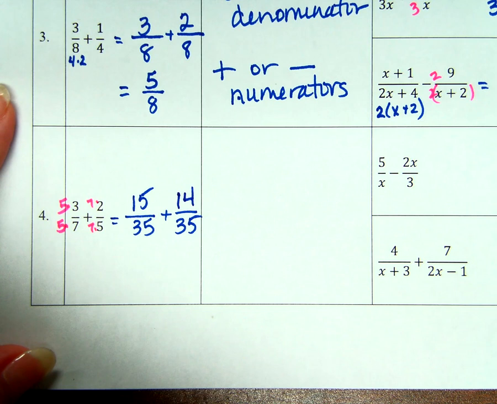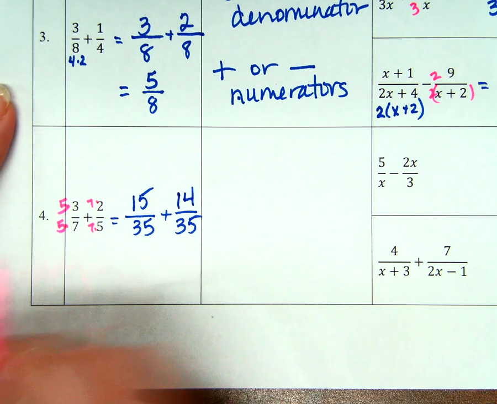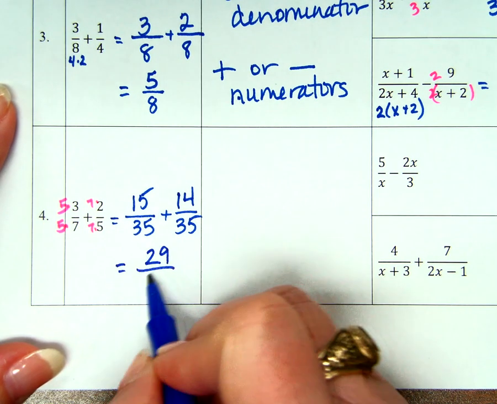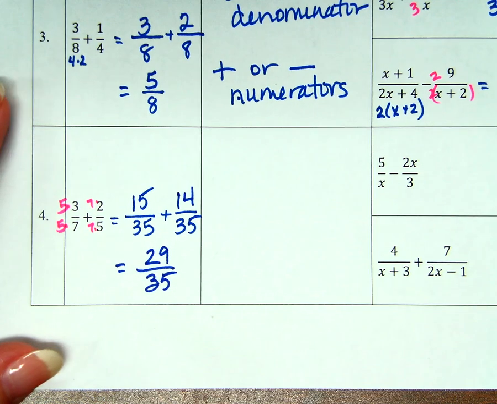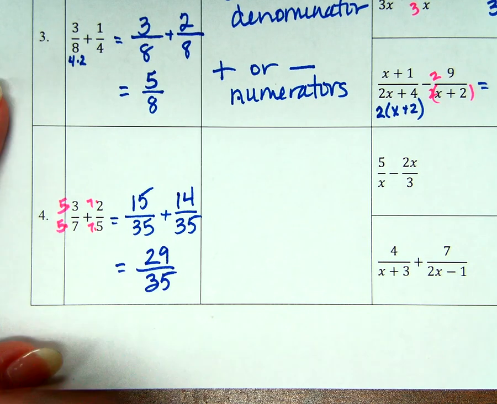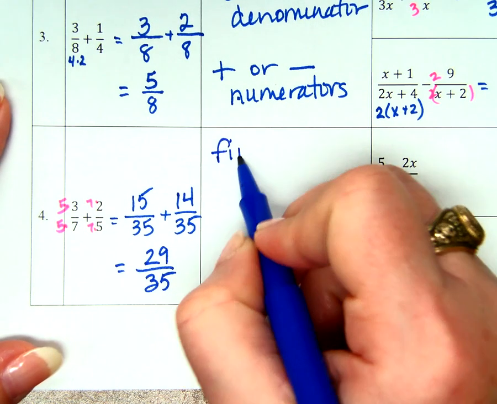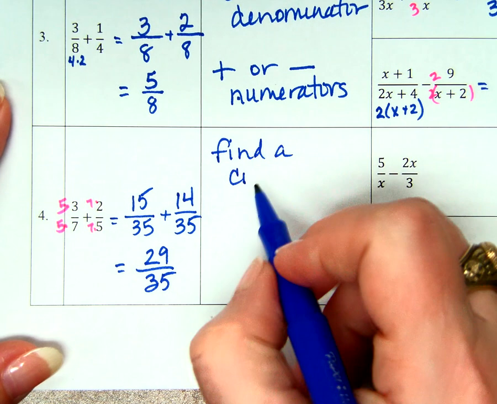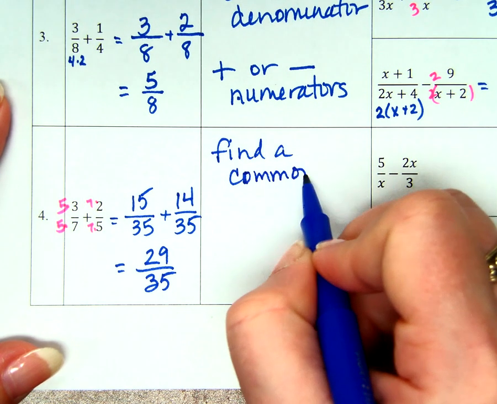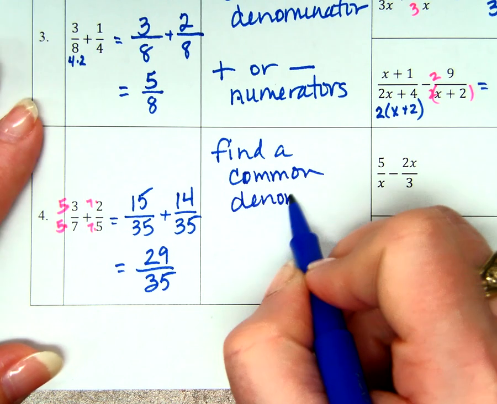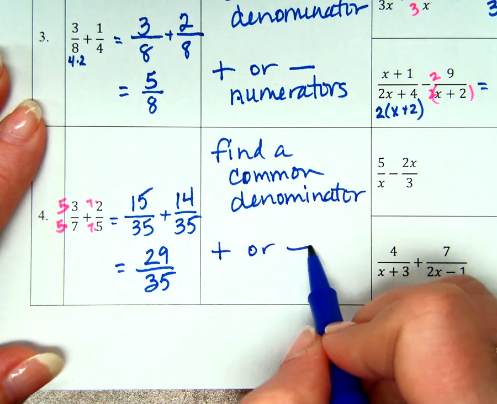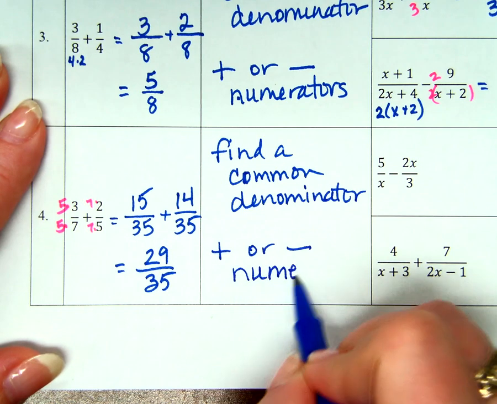Now that I have a common denominator, what do I do? Okay, do it. 29 over 35. So I find a common denominator. And then I add or subtract numerators.